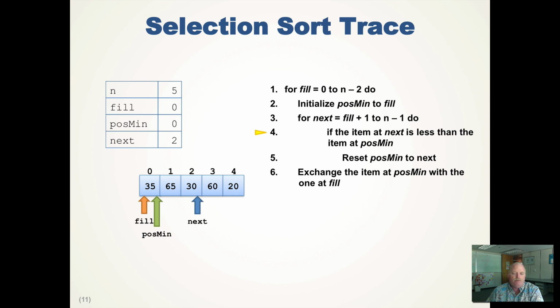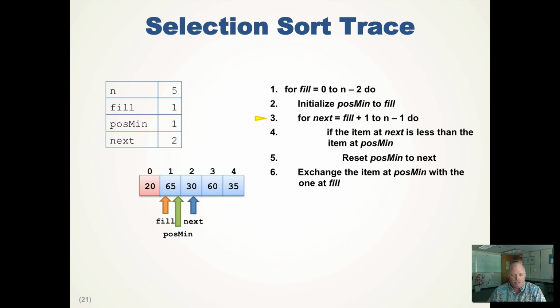We check to see if 30 is less than 35, and it is. So we want to update where we think the minimum item is. So we update pos min, keep scanning forward, don't check, get to 20, reset. So now we've gone all the way through the items. So now we will exchange the minimum item with the one at fill. And so we have the first item in the sorted array or list. So now we update fill. So now we're going to deal with position 1.